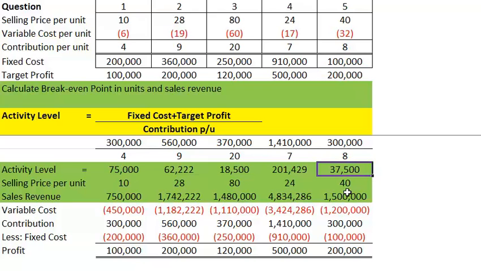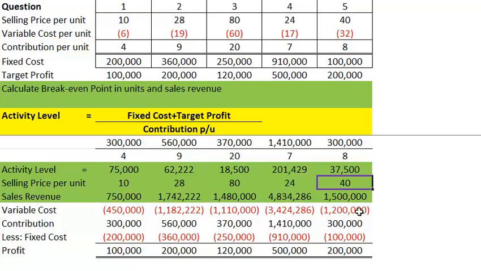37,500. We multiply activity level by selling price of 40 pound per unit. We arrive at sales revenue of 1.5 million. Variable cost you can find by multiplying 37,500 units by 32 pound per unit variable cost. Variable cost is 1.2 million.